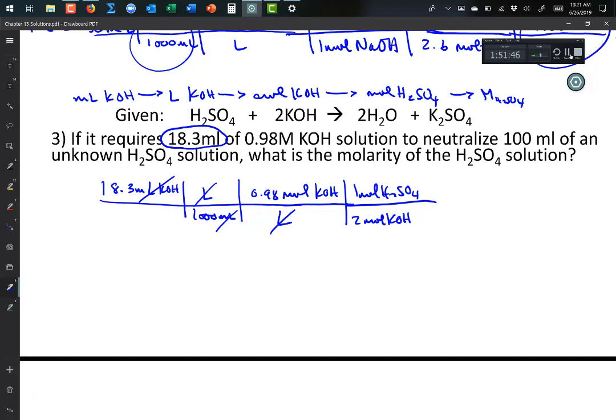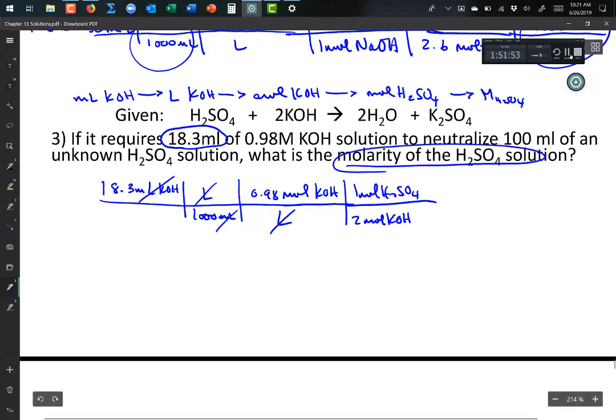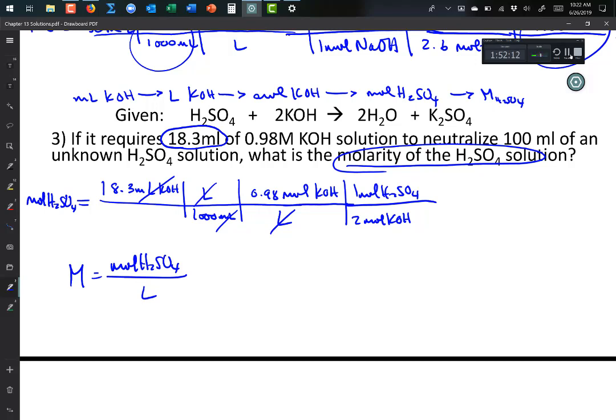And this is where we sort of deviate from our normal plan. You want the molarity of the solution. So this is giving you the moles. And so to get the molarity, it's just going to be moles of H2SO4 per liter. So I'm going to calculate my moles, I'll calculate my liters, and then we're done. 18.3 times 0.98, divided by 2. Oh, forgot to divide by 1,000. Now that becomes 0.00897 moles.